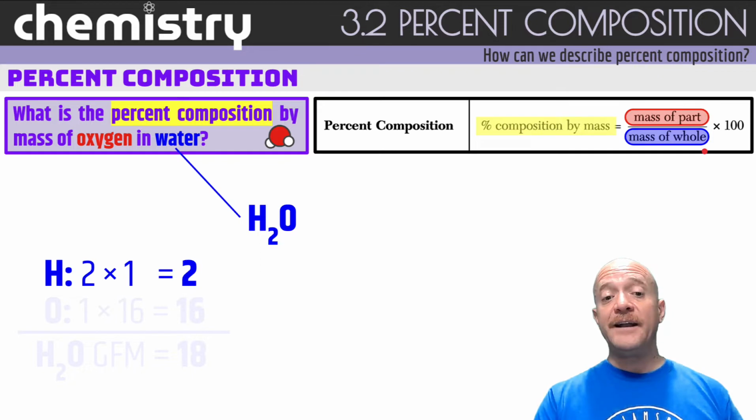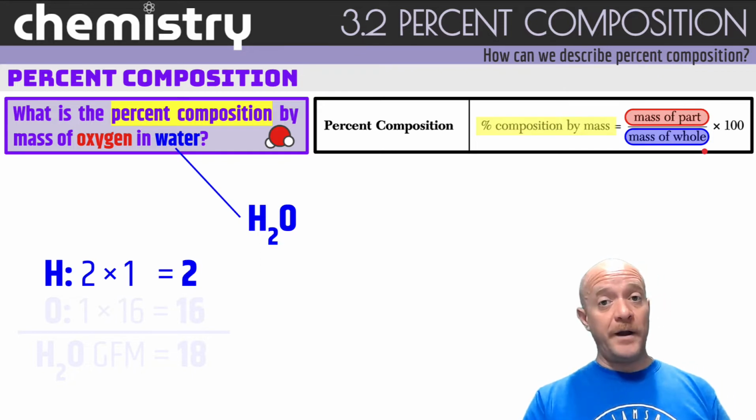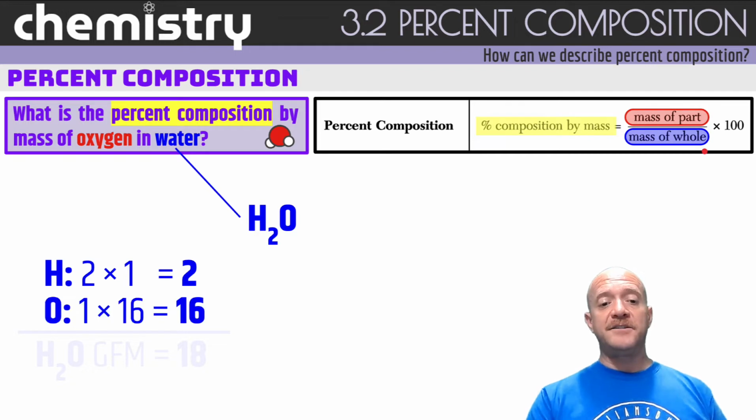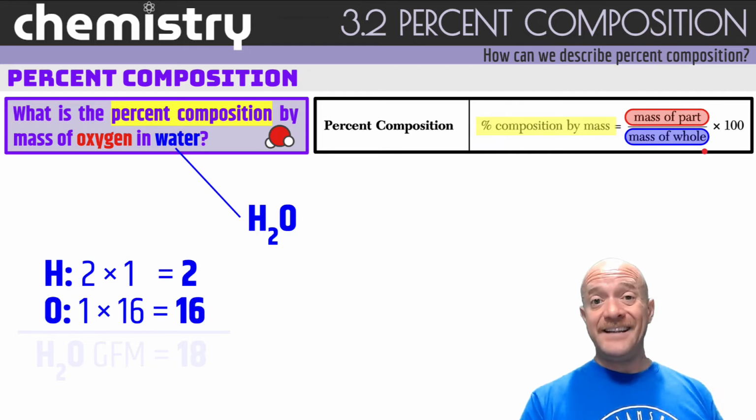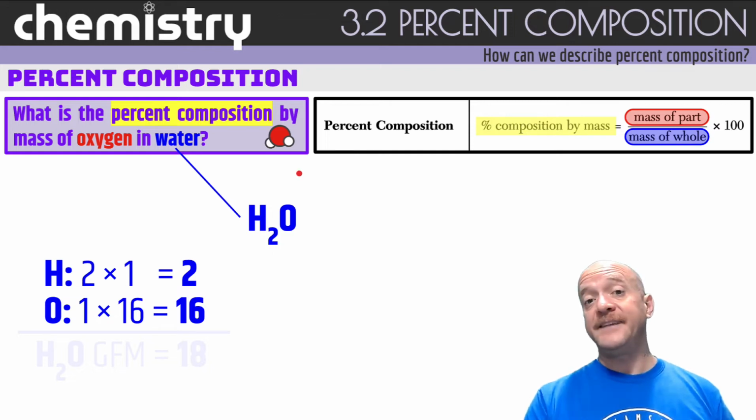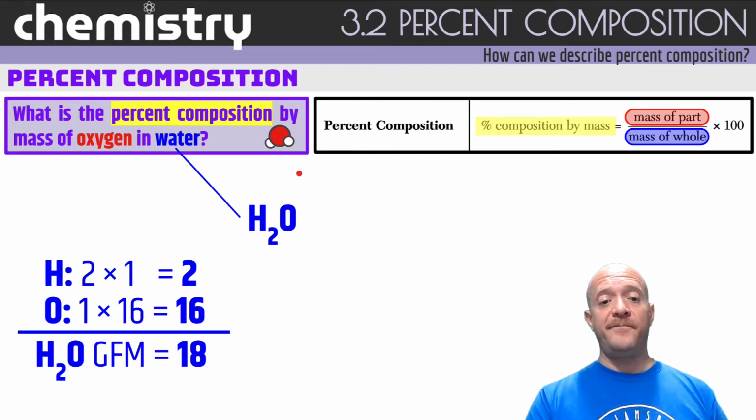We have two hydrogens. Each hydrogen weighs 1 gram, so the contribution of hydrogen is 2 grams. Oxygen, each one is 16 grams. There's only one oxygen, so that is contributing 16 grams. Total them up. Gram formula mass of water is 18 grams per mole. So we're going to plug in these numbers.